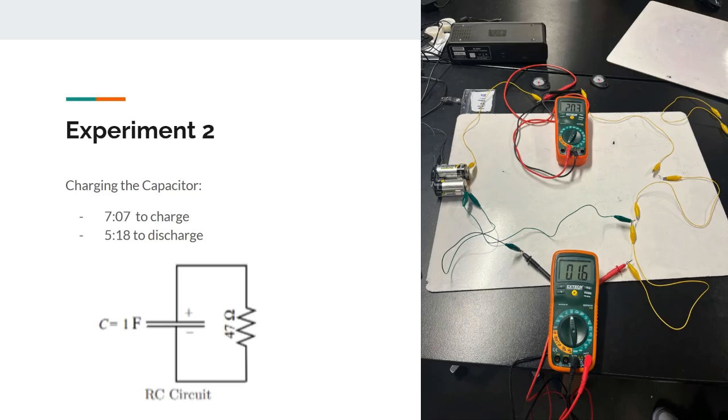We connected the battery to the capacitor, and it took 7 minutes and 7 seconds to charge, and 5 minutes and 18 seconds to discharge.